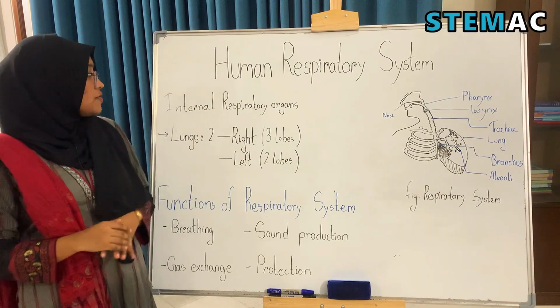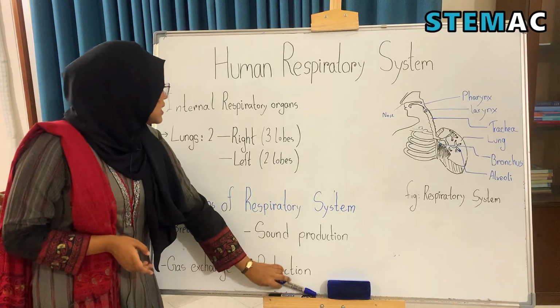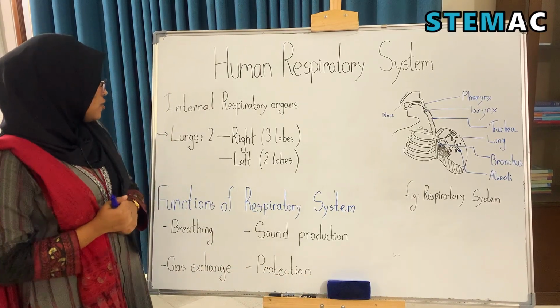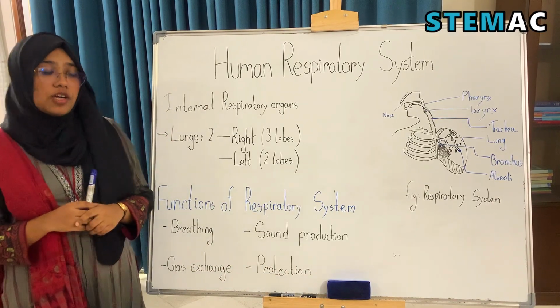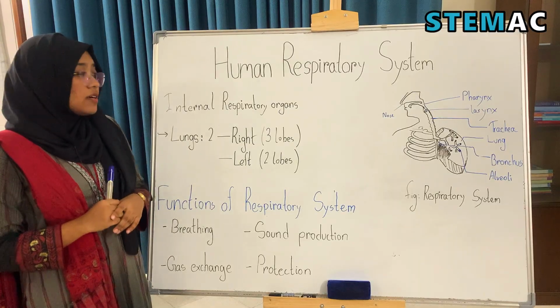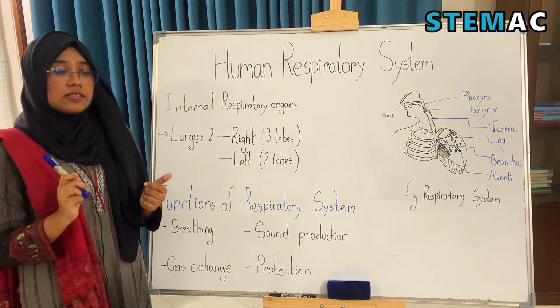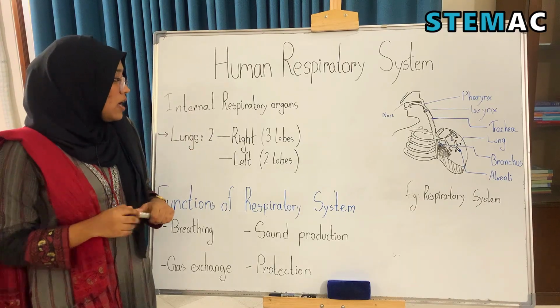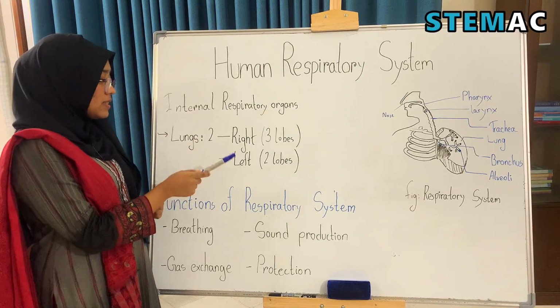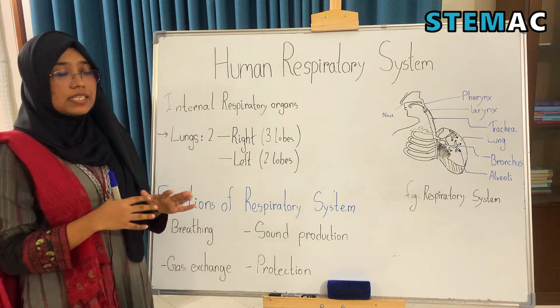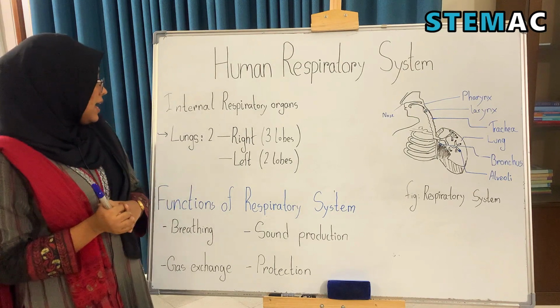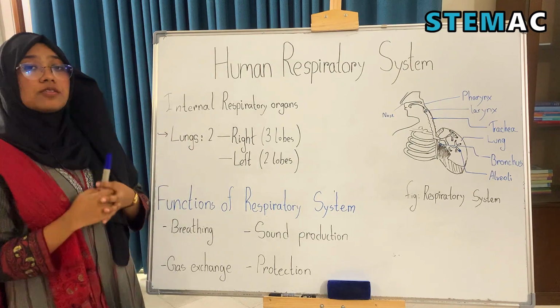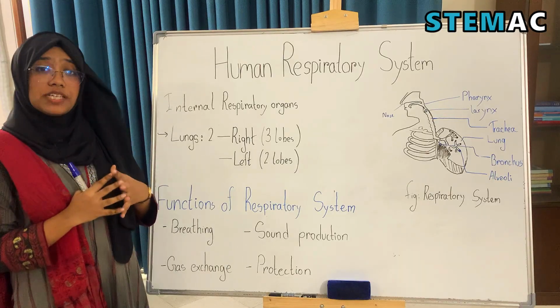After the external respiratory organs, we have the internal respiratory organs, and the primary respiratory organ is the lung. There are two lungs, one on each side of our body. These are the right lung and the left lung. The right lung has 3 lobes and the left lung has 2 lobes, so that it can give space to the heart, as the lungs are present in our thoracic cavity and are protected by the rib cage.